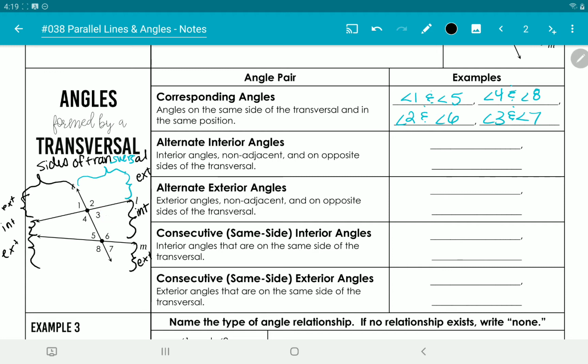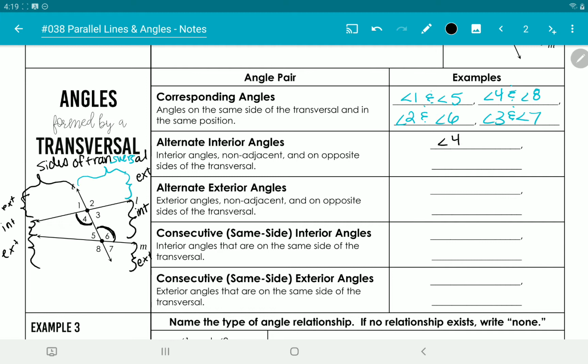So we're on the inside, so we're looking at 4, 3, 5, and 6. If we pick just one of them, just say 4, it's on the inside still, so the other one's going to be on the inside. It's going to be on the other side, and it's not right next to it. Okay? So it's in between the two interior lines, and they're on opposite sides from one another. So they're alternate or opposite interior angles.